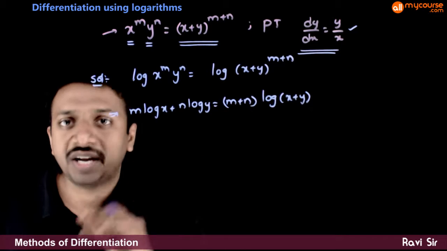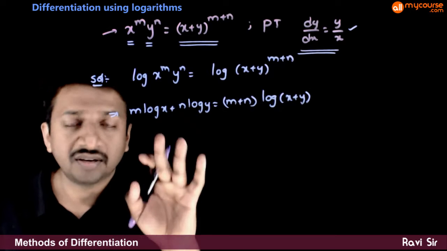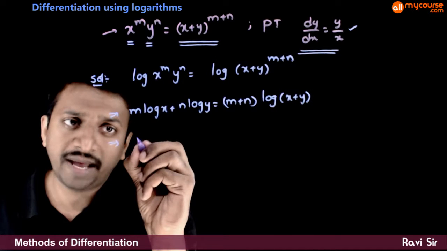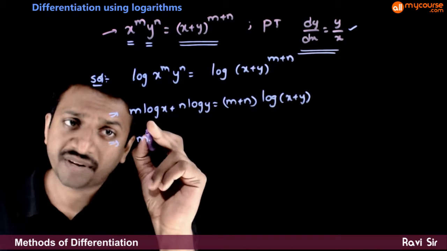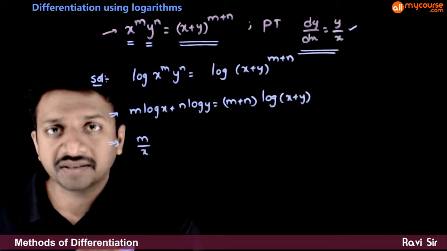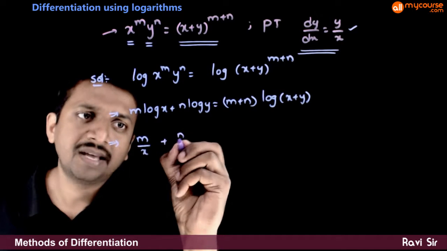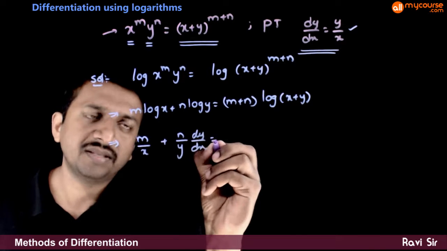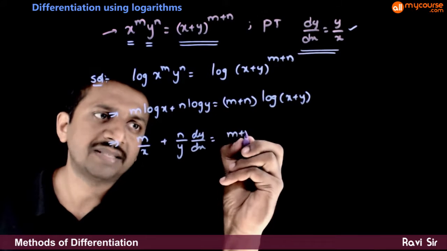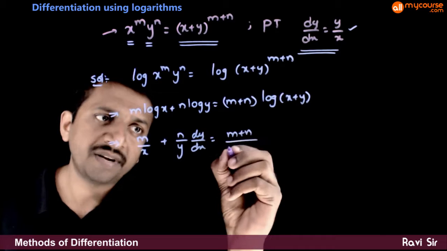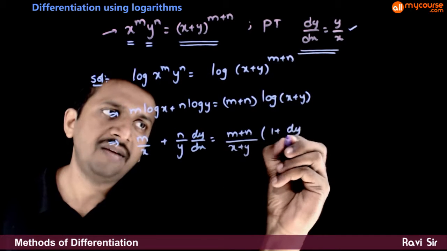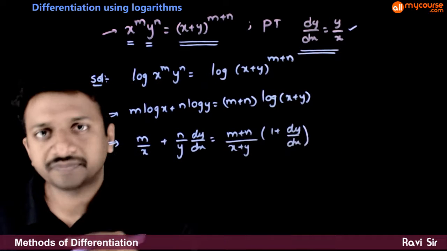Now let us differentiate both sides with respect to x. So if you differentiate both sides with respect to x, you get m into differentiation of log x, which is 1 by x. m by x plus n by y dy by dx is equal to (m plus n) log x plus y, differentiation is 1 by (x plus y) times (1 plus dy by dx).